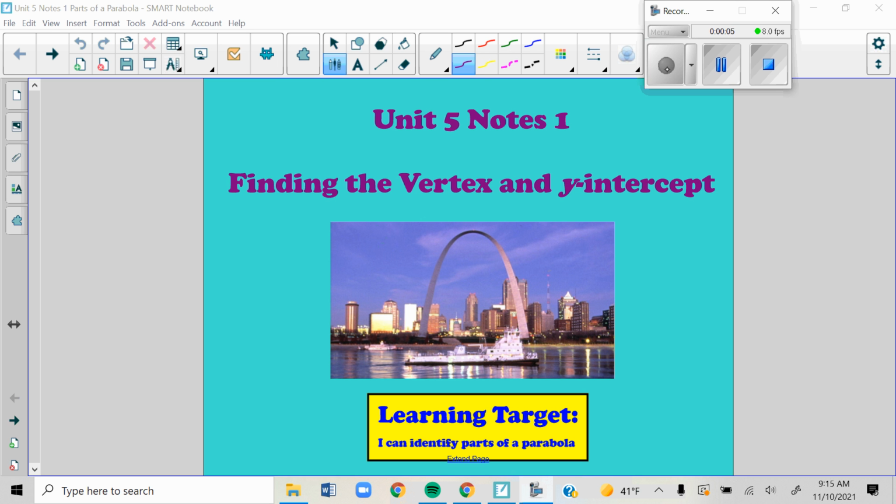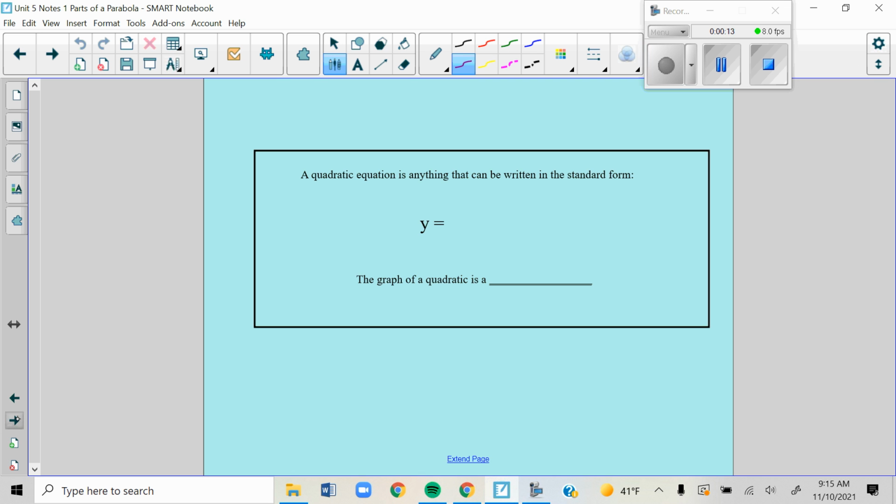Welcome to Unit 5. Our notes 1 is on parts of a parabola. We're going to specifically be looking at finding the vertex and the y-intercept today. So we are starting all about quadratics in this unit. And so a quadratic equation is anything that can be written in the standard form y equals ax squared plus bx plus c. That is a quadratic equation.